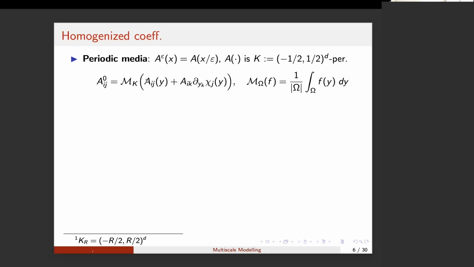And if you look at this term, here we have a naive average of A, the original coefficient, and then here we have an extra term which appears. And this is due to the high frequency variations in the problem. Here the function chi solves the following elliptic PDE with periodic boundary conditions. And these will be called the correctors for now.